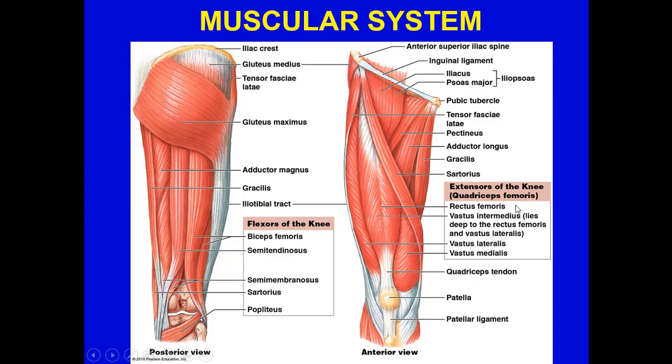Now we get down here, and this is where we're going to have the quadriceps femoris. The rectus femoris, the vastus intermedius. This lies deep to the rectus femoris and vastus lateralis. Okay, so it's going to be underneath this muscle right here. Now, the vastus lateralis and medialis, really easy. The medialis is going to be on the inseam. The lateralis is going to be on the outward side. All of them come together to the quadriceps tendon, which is attached to the patella. Then we have the patellar ligament attached down here to the tibia. Okay?